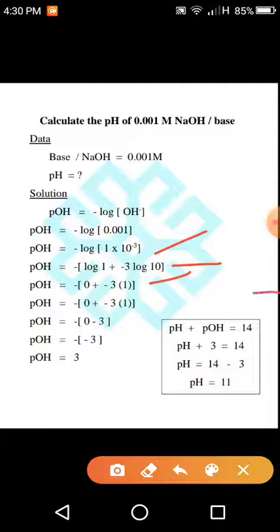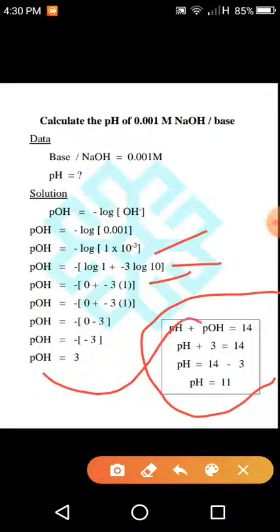Then we have to calculate the pH by the relation pH plus pOH is equal to 14. We have calculated pOH, we have to place pOH over there. pH plus 3, when moved to the other side it will become minus 3. Then the pH of the base is 11.